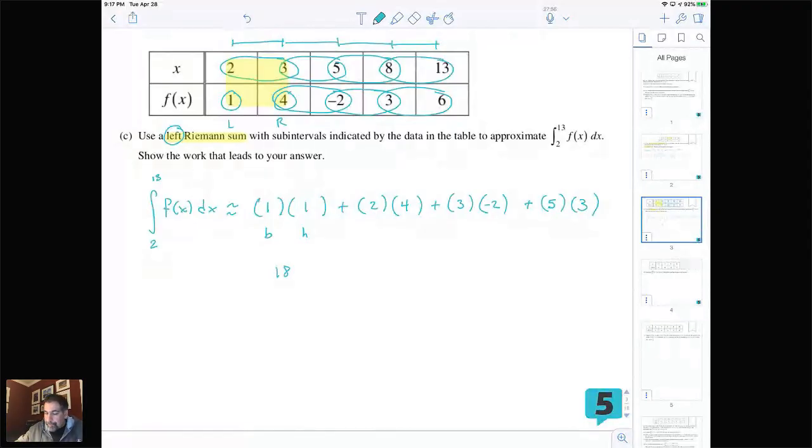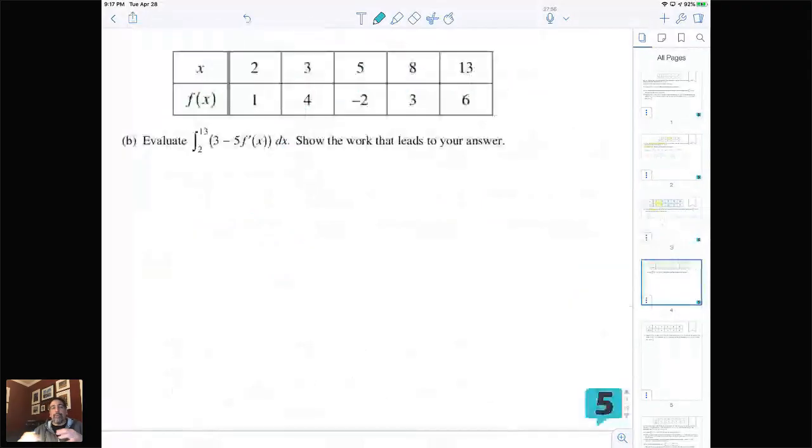So now, from there, this has been a really common question over the last couple of years. What's going on with this one is it's a combination of using the properties of integration along with your table. So let me explain what I mean by that. We're being asked to integrate from 2 to 13 of 3 minus f prime of x dx.